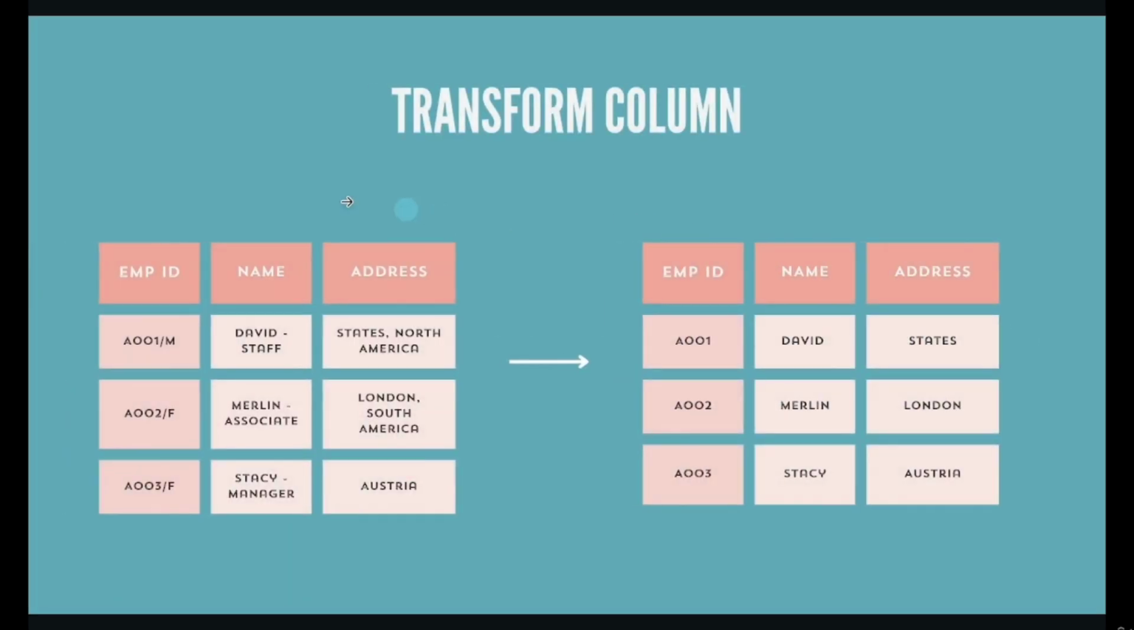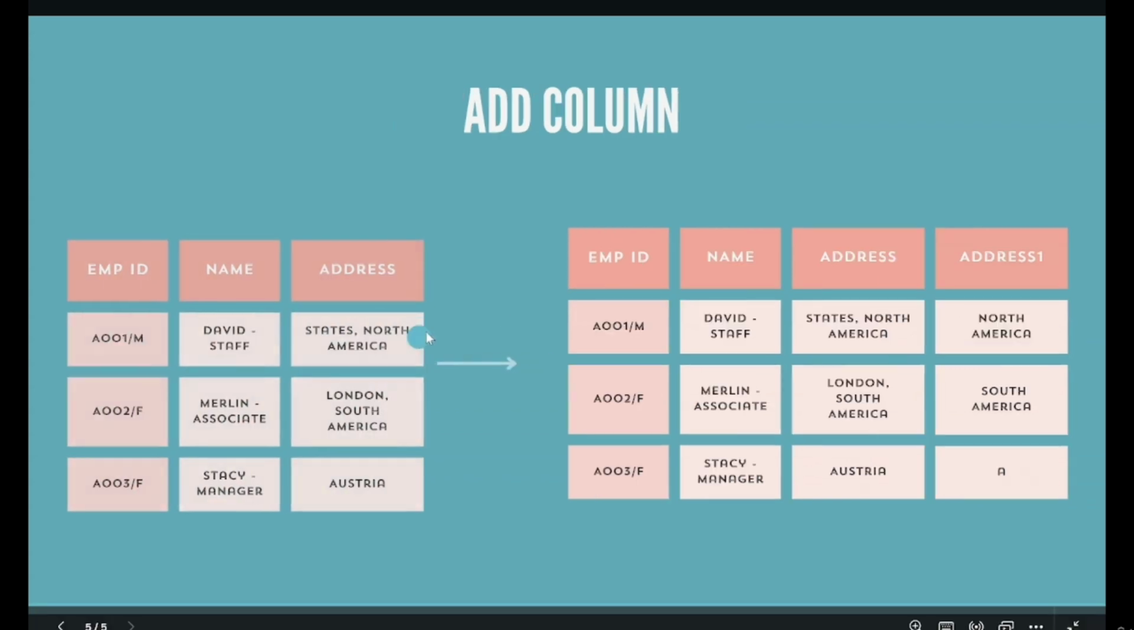Transform column. Let's consider this table as an example. If you see the name, you can see the name as well as the designation of the particular employee. So I just want to extract the name alone in this column. I just want to transform this column to make it show only the name and neglect the designation. So that's what transform means.